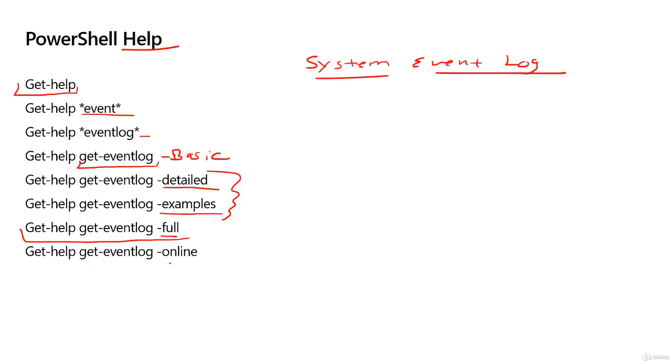Now, you can also connect to the web by using get-help Get-EventLog -online, and it actually pulls up your browser to the PowerShell help page for that specific commandlet that you typed in. Extremely useful. Well, let's take a look at these in PowerShell itself.